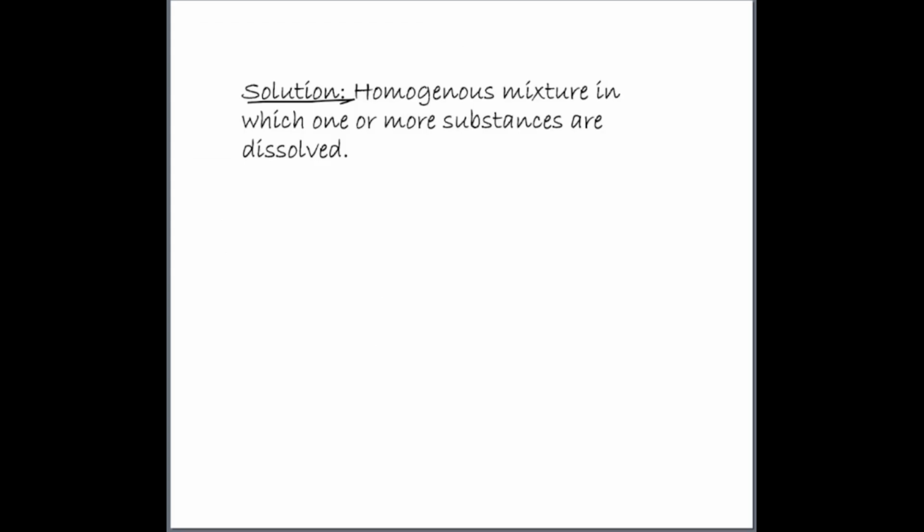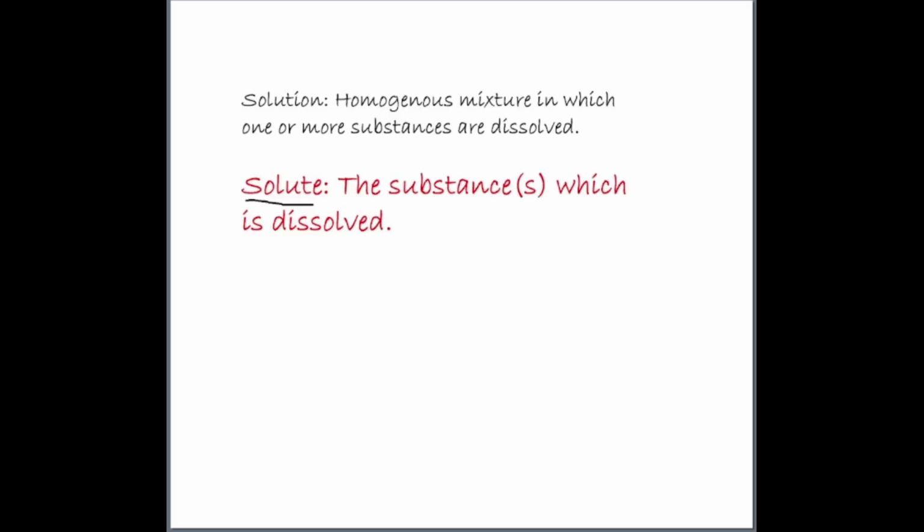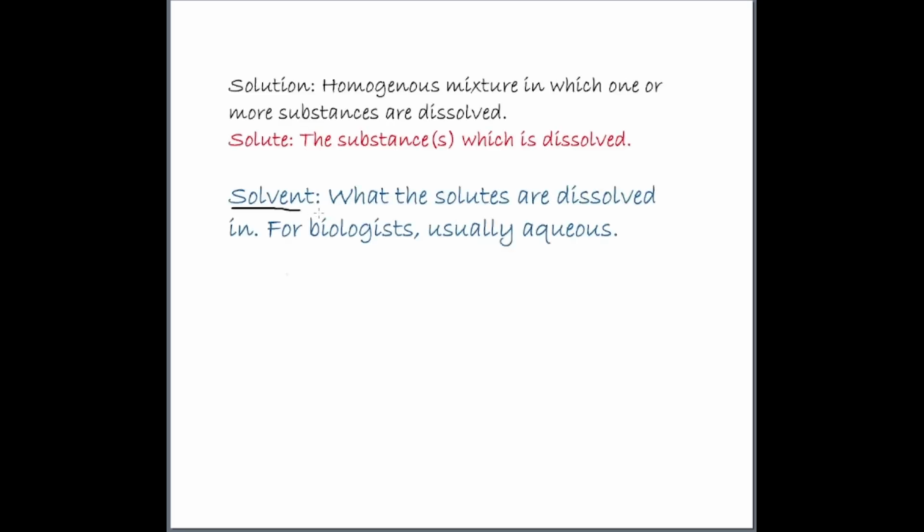Okay, now let's move out of the coffee shop and into the lab with some definitions. First of all, a solution is a homogeneous mixture in which one or more substances are dissolved. The solute or solutes are the substances which are dissolved in the solution. And finally, a third definition would be the solvent, what the solutes are dissolved in.